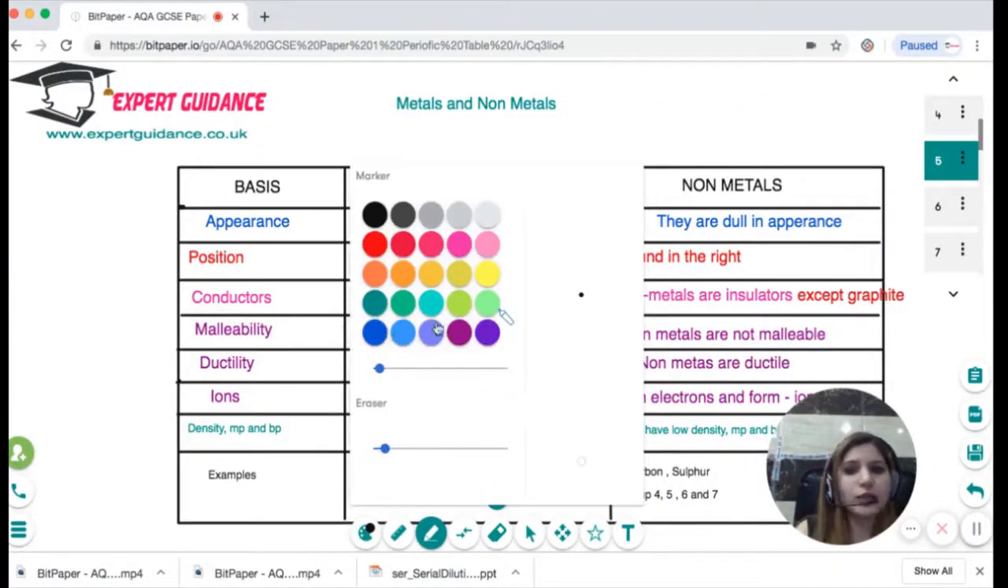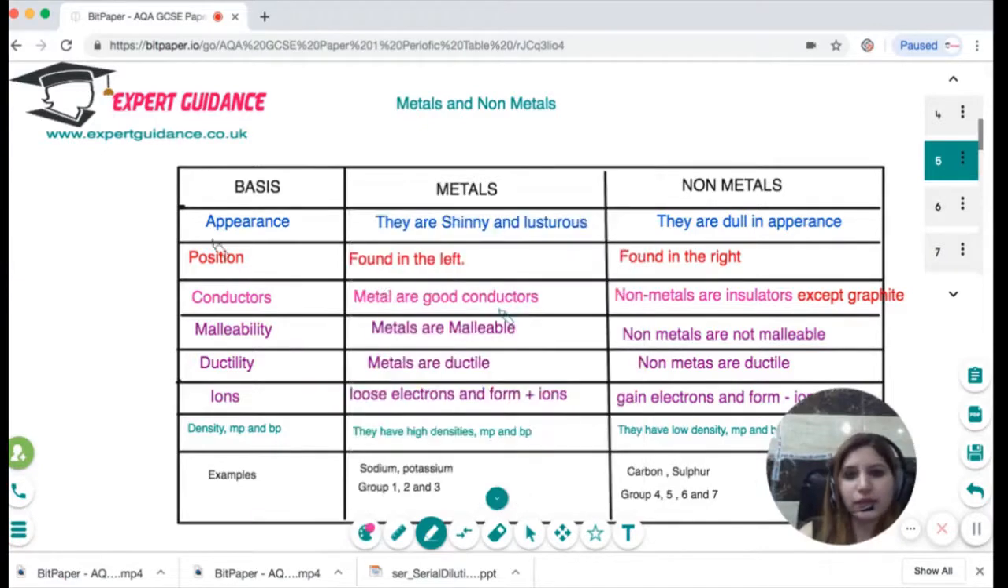Now let's look at some physical differences we see in metals and non-metals. When we talk about appearance, metals are very shiny and lustrous, like gold, platinum. The non-metals are dull in appearance. The position: metals are found on the left, non-metals are found to the right of the periodic table. Metals are good conductors of both heat and electricity. We'll see in metallic bonding that they have delocalized electrons, which make them very good conductors of heat and electricity. On the other hand, non-metals have no ions, no delocalized electrons, nothing to conduct electricity except graphite. So non-metals are considered insulators.